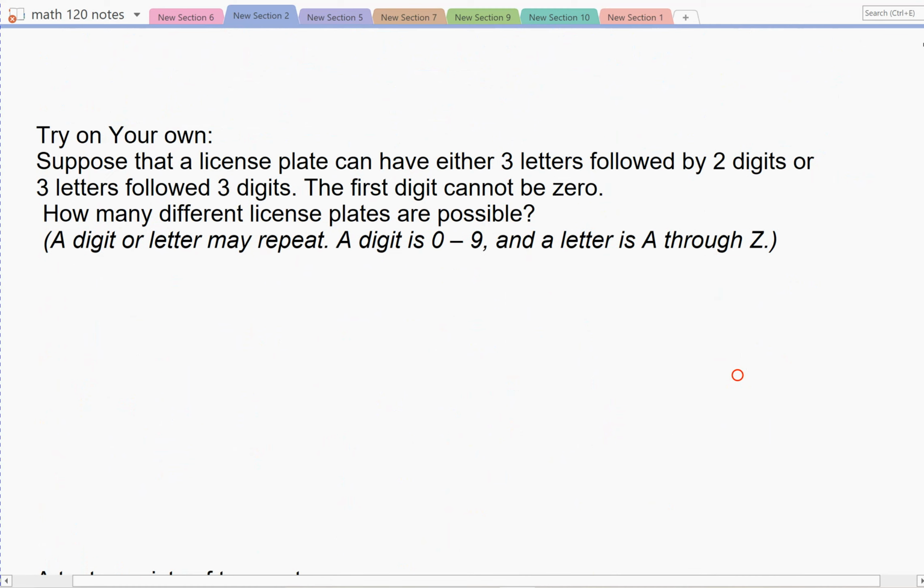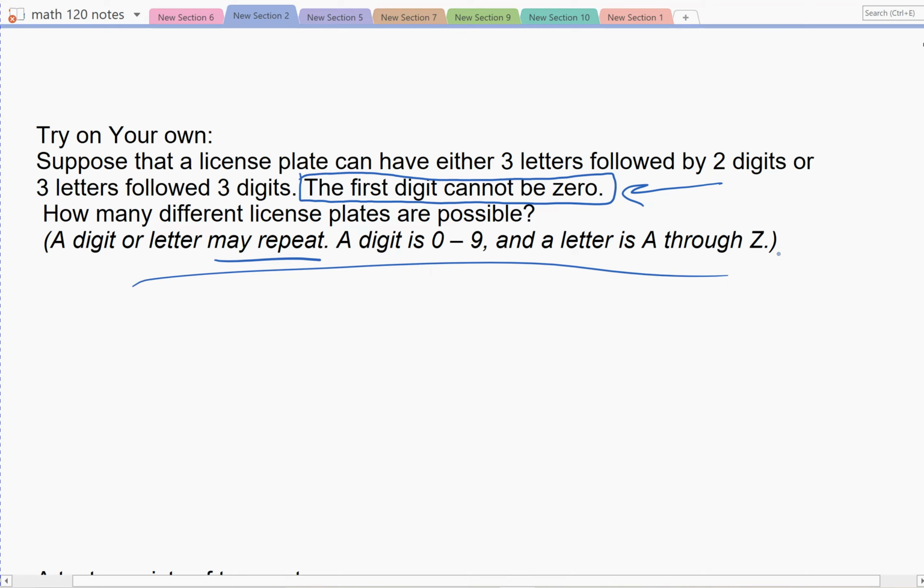Alright, the next one's a similar one that you're to try on your own. Again, it's like the license plate example, but there is an additional part to it. The first digit cannot be zero. You are allowed repetition, but there is this catch. The first digit in your sequence of digits cannot be zero, meaning there are only 9 numbers that are not zero. But after the first digit, the second and third digits can have zero, so you get the 10 digits back. See if you can do that one on your own.